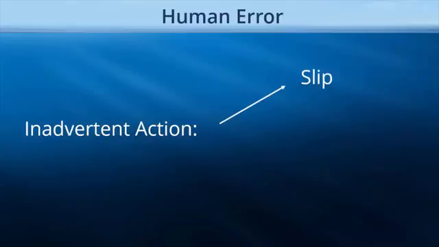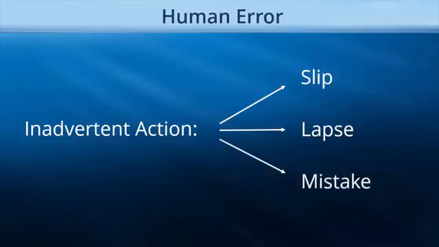The first is what we would call a slip. We'll give you a couple of examples of that in just a moment. The second example of an inadvertent action is called a lapse. And the third example is a mistake.